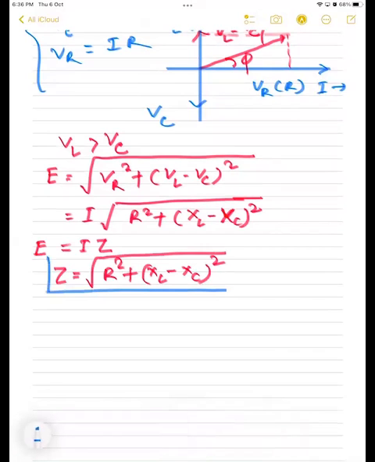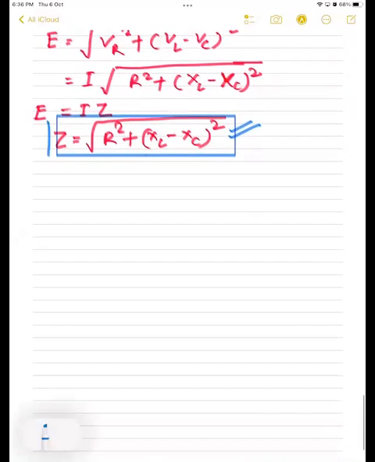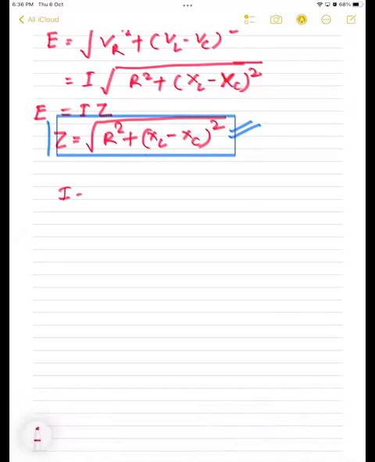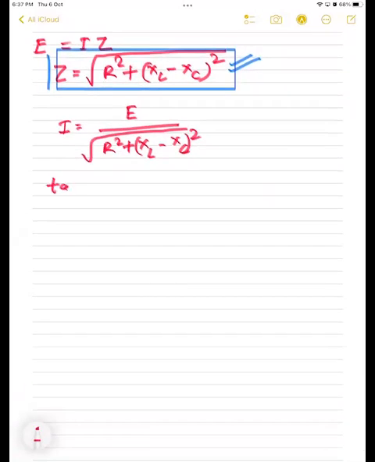Yes, sir. Understood? Yes. Understood or not? Understood. Then you can take I is equal to how much? So E by Z, that is E divided by square root of R square plus XL minus XC whole square, right? And if we find the phase angle, that is tan phi is equal to R by Z, right?